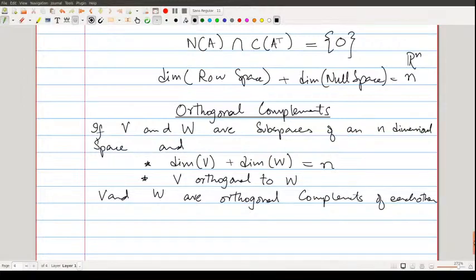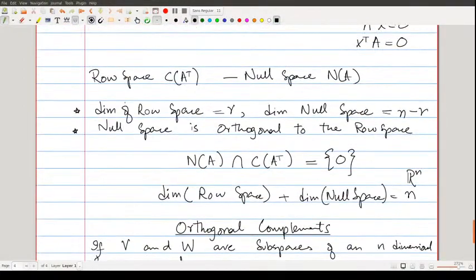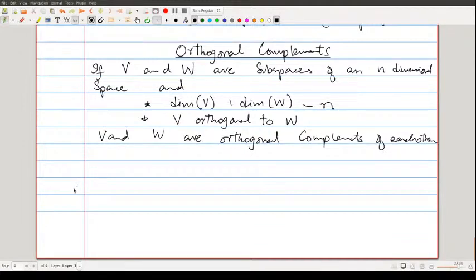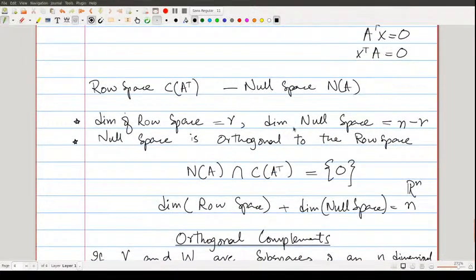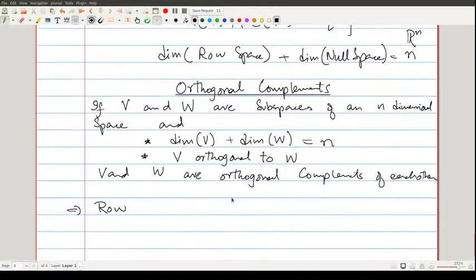All right. So the row space is an orthogonal complement. So now we say the row space. I'm saying both of these facts together, that their dimensions are going to add up to n, and they are orthogonal to each other. So when I combine these two facts together, I say the row space is the orthogonal complement of the null space.